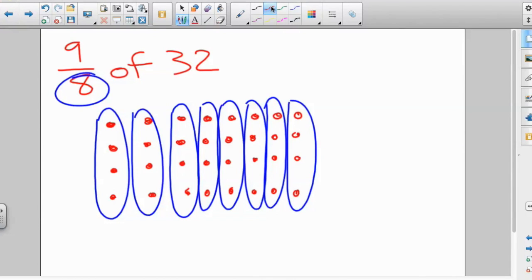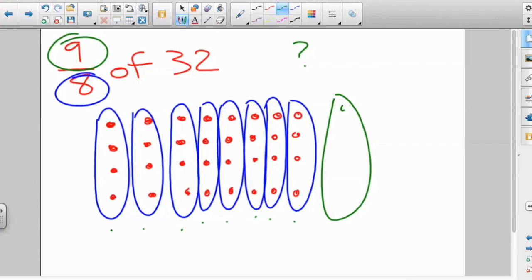But then I look at my numerator, and my numerator is 9. My numerator tells me how many of these equal groups to focus on. But I notice that I only have 1, 2, 3, 4, 5, 6, 7, 8 groups. Well, how can I find 9 equal groups? Well, we can go ahead and create a 9th group.